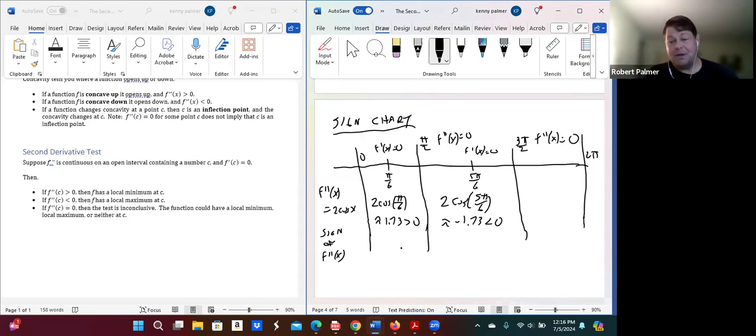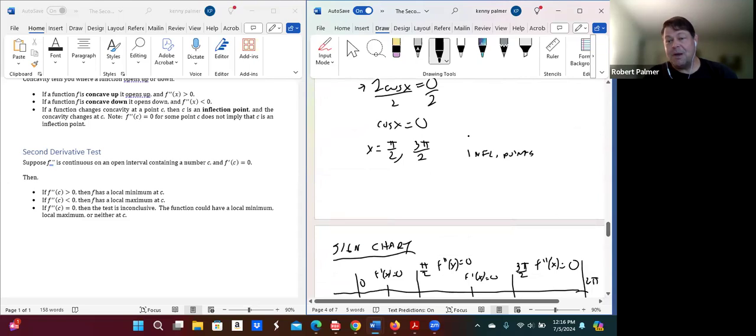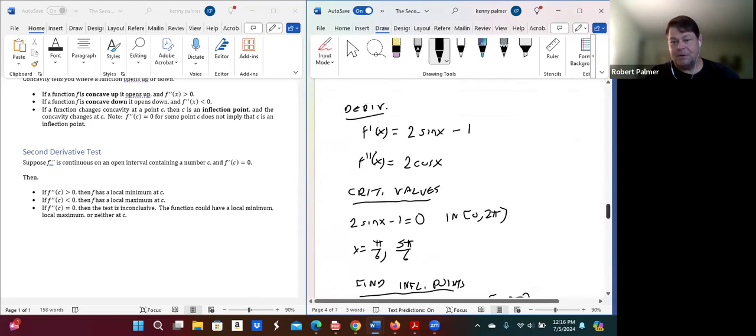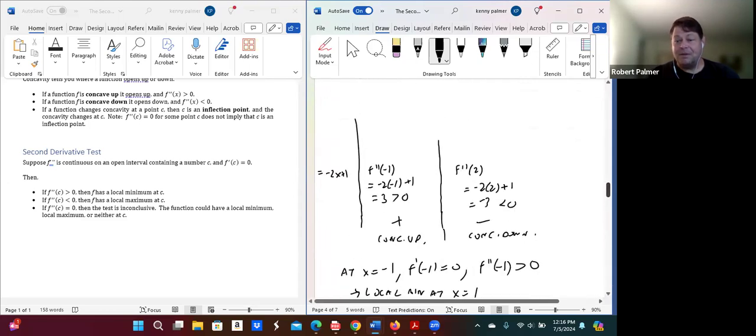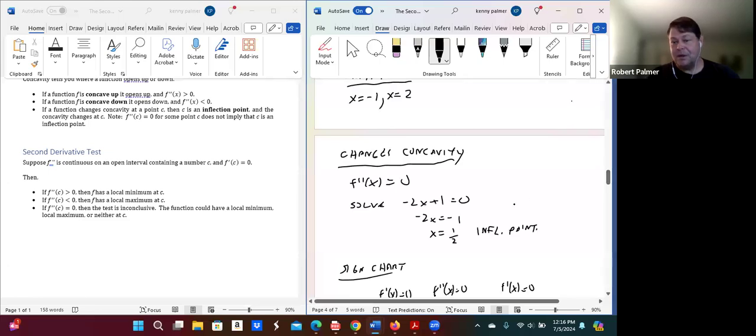Okay, so the sign of f double prime of x is positive here, negative here, right? So this definitely is, so here I should actually say these are possible inflection points. Let me see if I did that in the first one, because we kind of need the sign chart to make sure they're inflection points. Okay, yeah, this is also a possible inflection point up here on the first example.